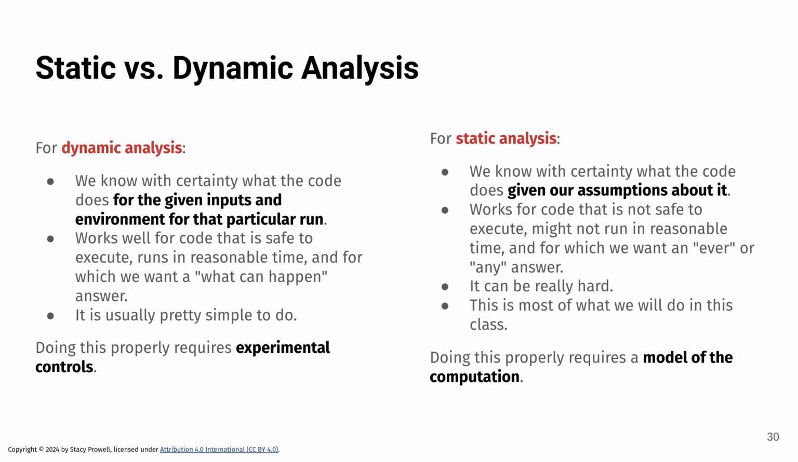For static analysis, we can know with certainty what the code does given our assumptions about it. I'm going to beat on this for most of the rest of this particular lecture. This works well for code that is not safe to execute, viruses, code that might not run in a reasonable time, and for which we want an ever or any answer, right? We want to know all of the results. We want to know, does it ever do this? Does it do this for any input, right? And that can be hard.